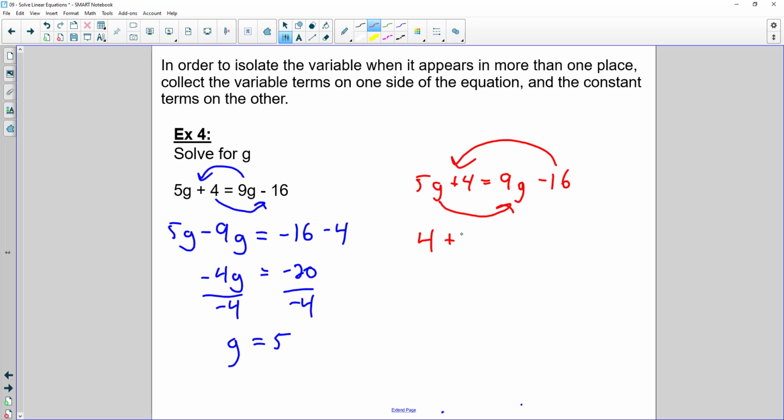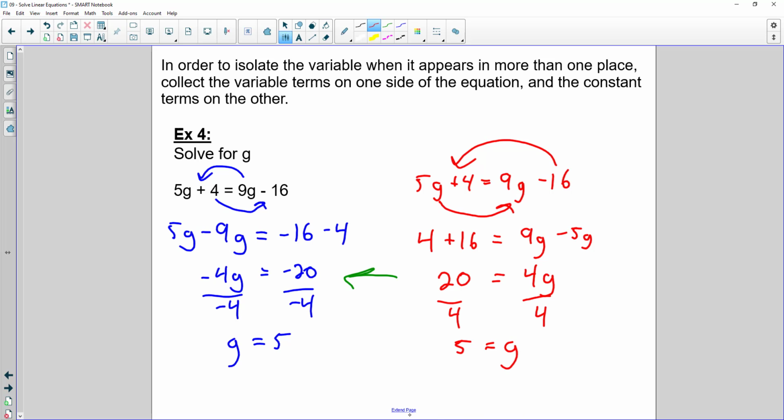So I'm going to have 4 plus 16 on the left, and that's equal to 9g minus 5g on the right. So when I simplify this now, I get positive 20 is equal to positive 4g. You can see very similar to this step over here, except instead of 2 negatives, it's 2 positives. But ultimately, you're going to end up with the same thing, because I'm going to divide both sides by positive 4, and I get 5 is equal to g, or g equals 5. So again, either technique, either side you solve on is fine.